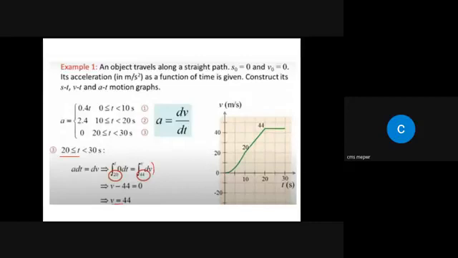So the velocity between 20 and 30 will remain fixed because the acceleration is 0. So when acceleration is 0, how much will be the change in velocity?